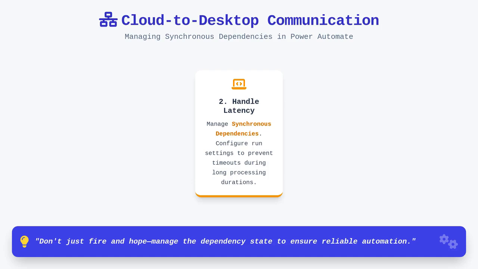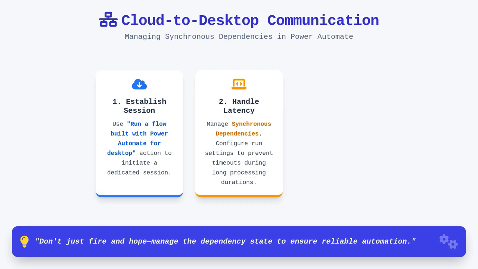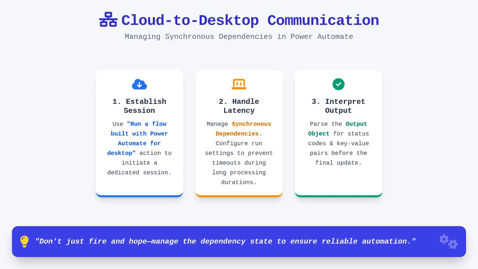This is where the configuration of your run settings becomes paramount. By utilizing the run a flow built with Power Automate for desktop action, you essentially establish a session. You should structure your cloud flow to interpret the output object returned by this action, checking for status codes or specific key value pairs before proceeding to the final update step.